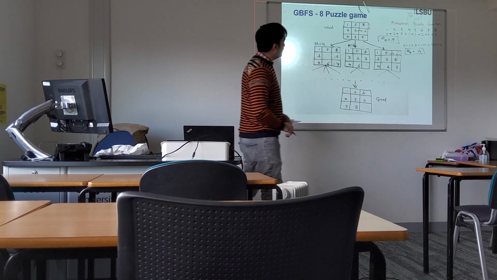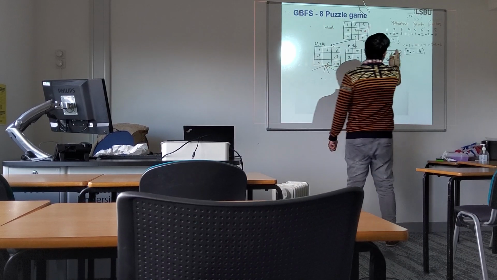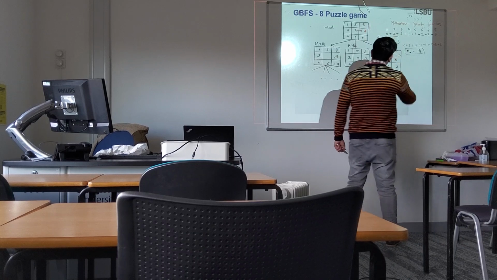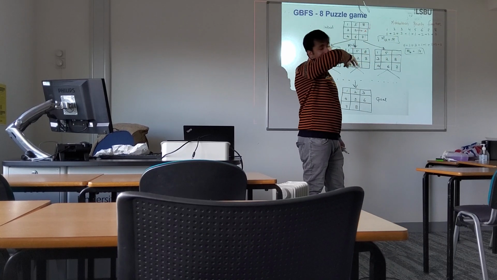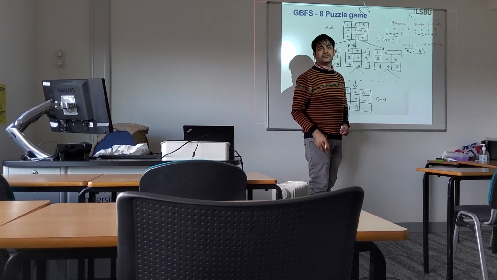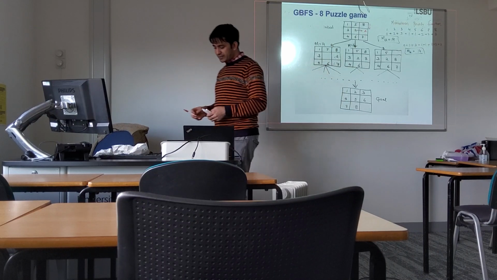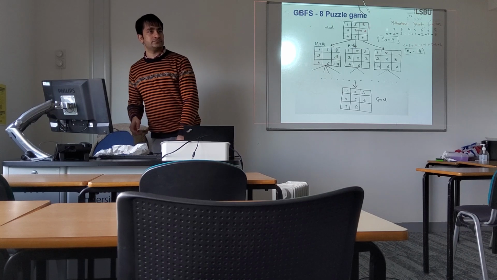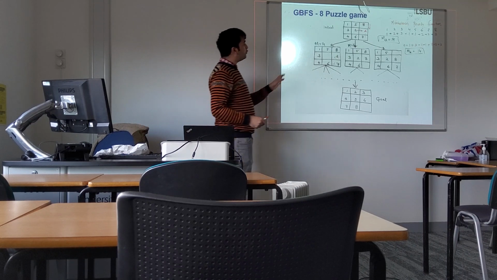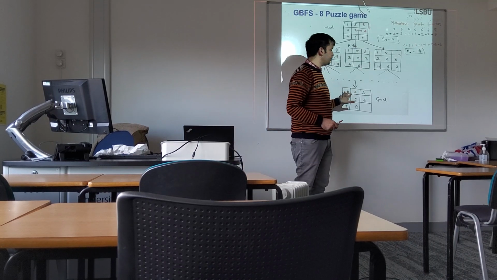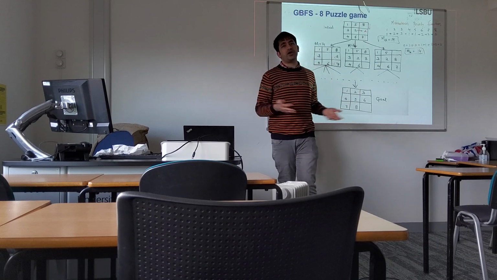We're going to see state number 3. Calculate Manhattan for state 3 yourself. It's just how many moves you need for each number to reach the goal, and just add all of them.